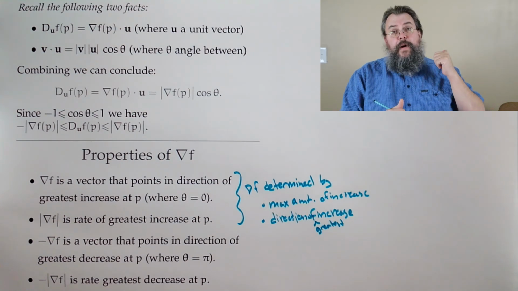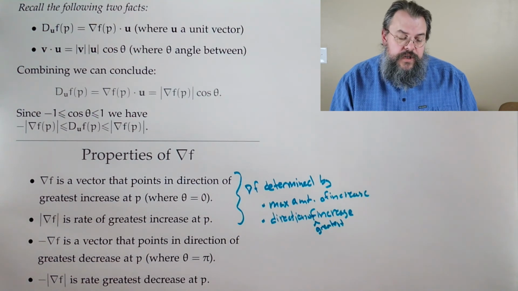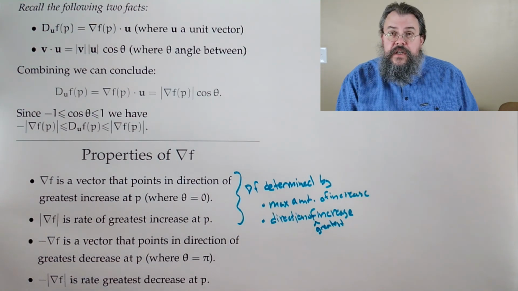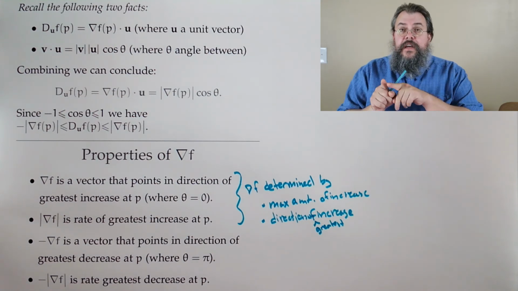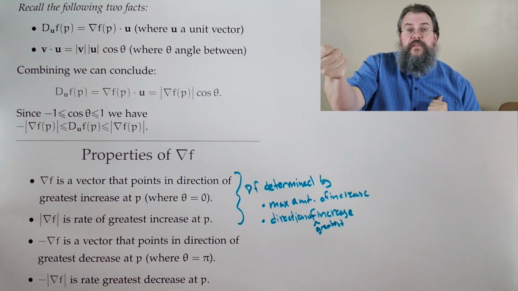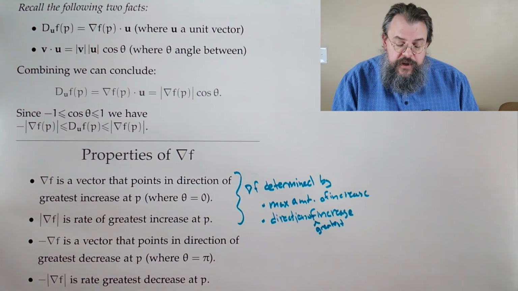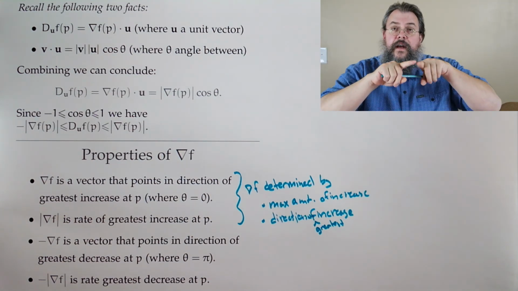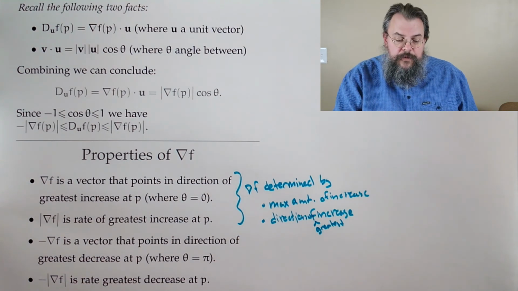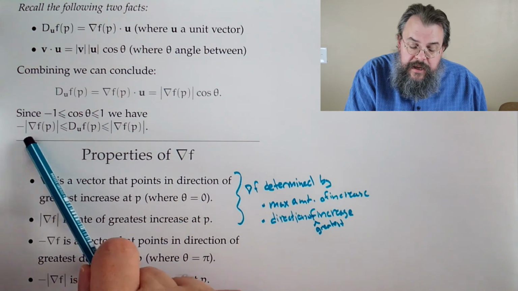Now we can go backwards, which is negative the gradient. That points in the direction exactly opposite the gradient. So if the gradient points this way, the negative gradient points that way. So they're pointing opposite to each other. And that would be where theta is a half revolution. In other words, theta is pi, which means cosine theta is -1. That's where we get that minus.